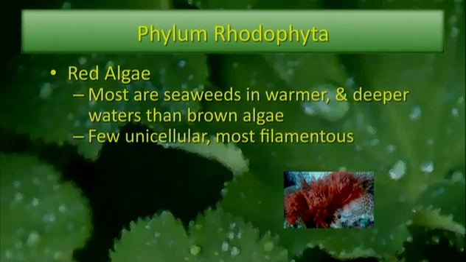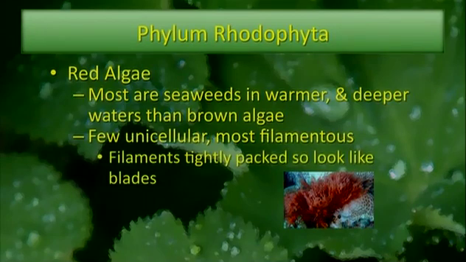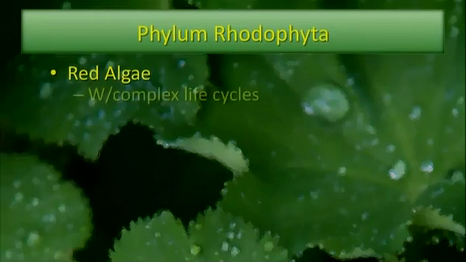There are few of them that are unicellular. Most of them are filamentous. Even this alga that you see here is filamentous. It's just that the filaments are so tightly packed that they look like blades, or they may even look like branches. Later we'll be talking about the fungi, and the fungi have the same phenomenon, that they have filaments that are tightly packed as to look like bodies.